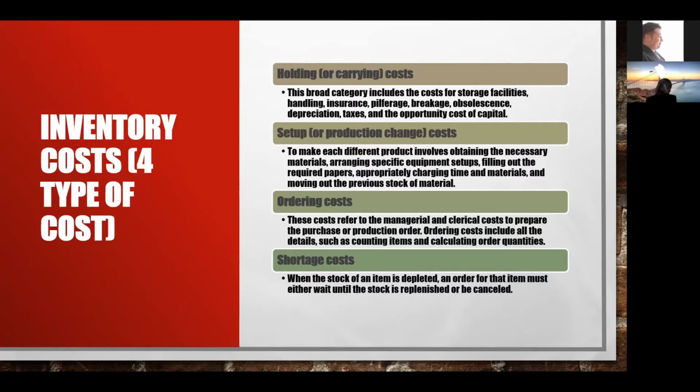To make each different product, you must obtain the necessary material, set up special equipment, fill out the requirement paper, charge operating time, and move out the previous stock of material. Then ordering cost is that every time you order, it costs you more money. These costs refer to management, clearing, and the cost of preparing purchase orders. Ordering costs include details such as counting items and calculating orders and quantities. And the last one is shortage cost. When stocked items are depleted, orders for the item must either wait until stock is replenished or be canceled.